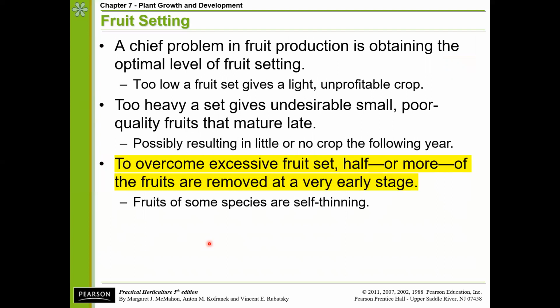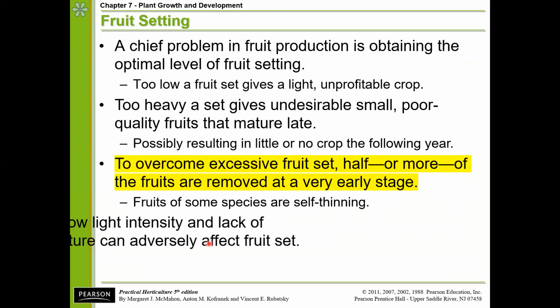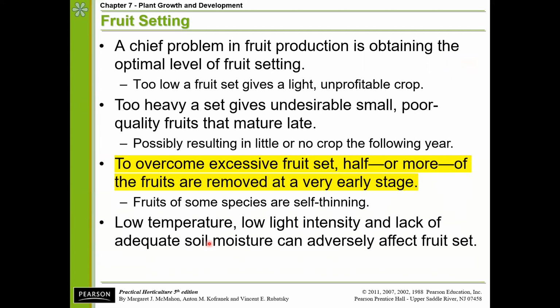One of the big problems that we have in the agricultural setting for fruit production is just getting the right level of fruit to where we get the right size of fruit. So if we have too many fruits, then generally we get smaller, less than ideal quality fruits that might mature later.